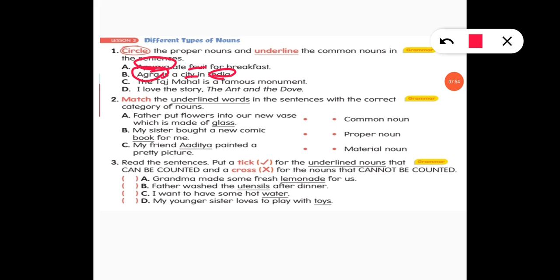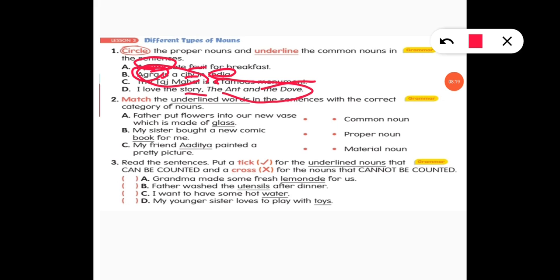Taj Mahal is a famous monument. So monument is common. Taj Mahal is proper. I love the story The Ant and the Doe. The Ant and the Doe is proper and story is common. I hope question 1 is clear to you. There is question 2. Match the underlined words in the sentences with the correct category of noun. So here father put flowers into a new vase which is made from glass.